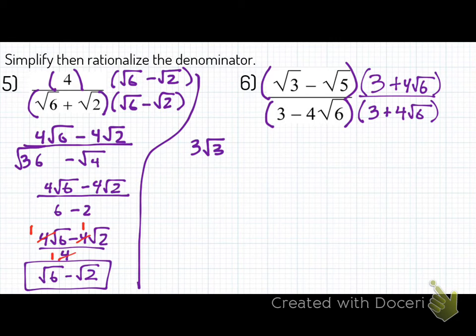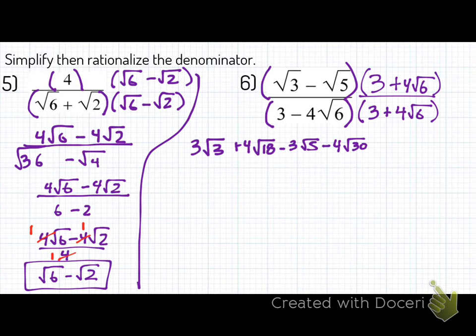Now I start multiplying this out. We got 3 times rad 3 is going to be the term 3 rad 3, okay? Then we got rad 3 times 4 rad 6 is going to be positive 4 rad 18. Okay, then we got rad 5 times rad 3 is going to be minus 3 rad 5. And then we got negative rad 5 times positive 4 rad 6 is going to be negative 4 rad 30.